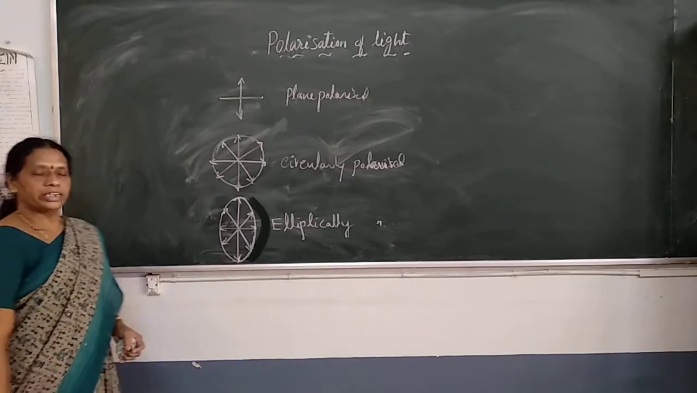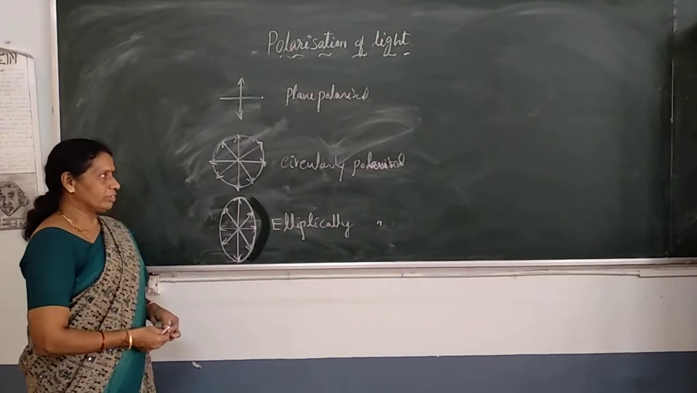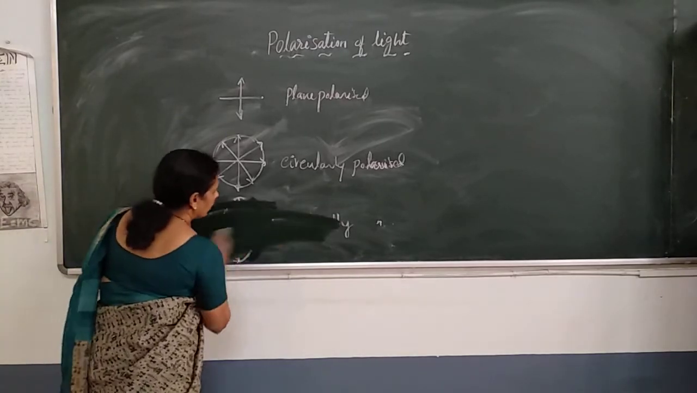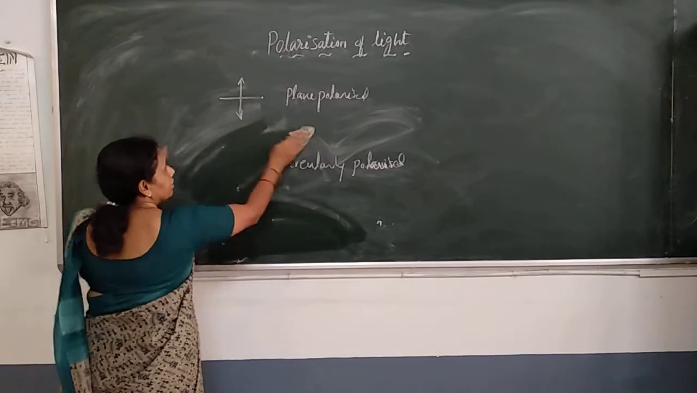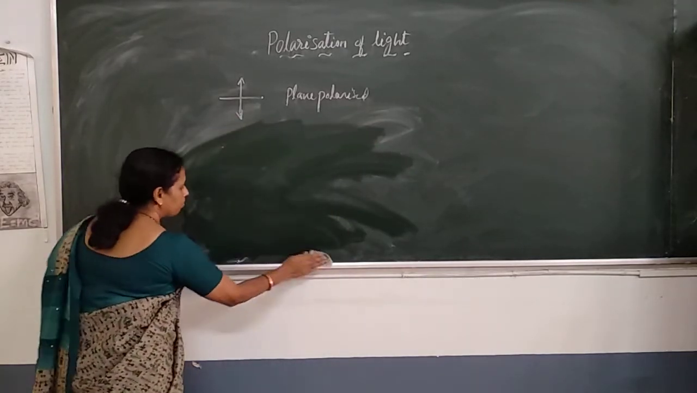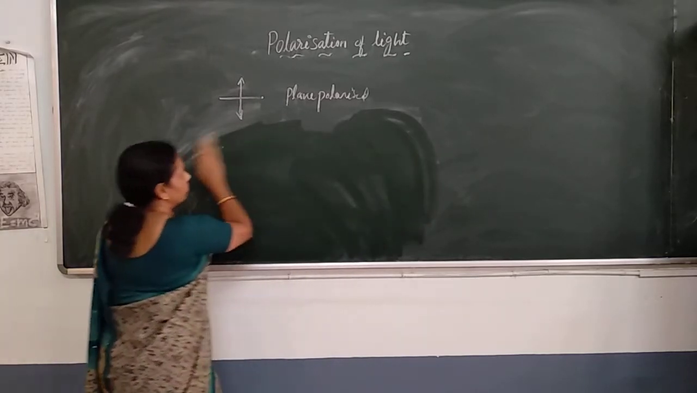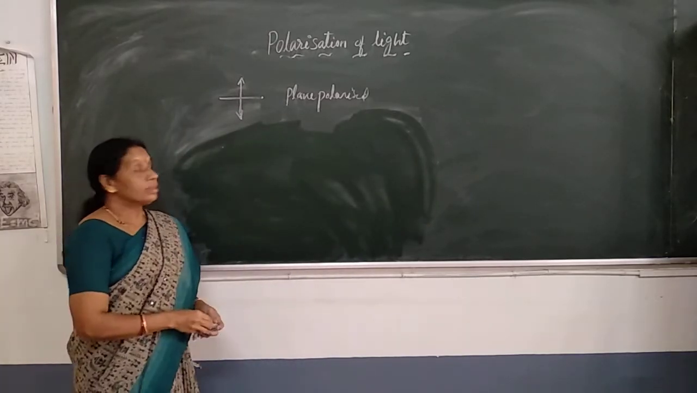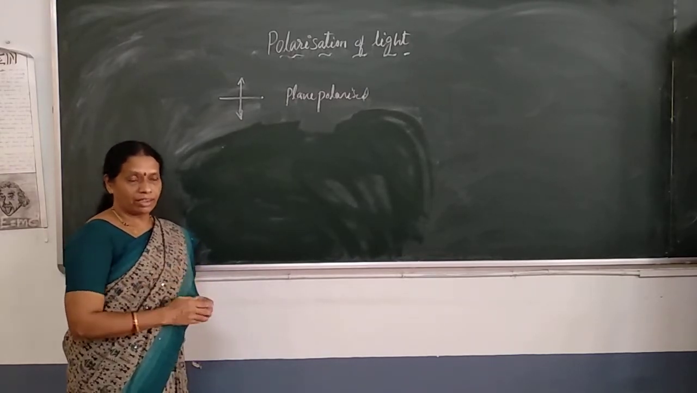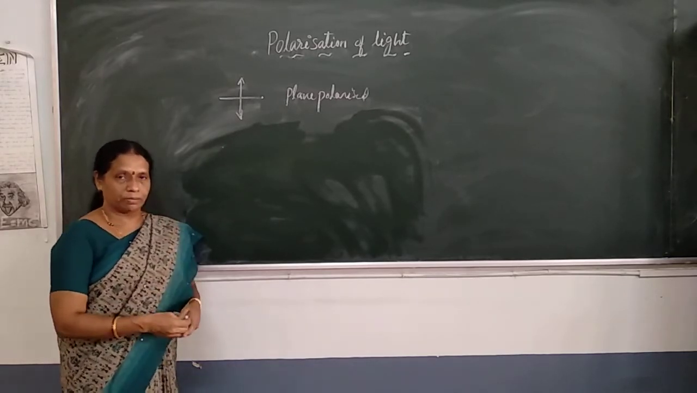These are the three types of polarized light: plane polarized, circularly polarized, and elliptically polarized. Now let us consider the plane polarized light. A plane polarized light is produced by different methods. The methods are by reflection, by refraction, by scattering, by double refraction, and by selective absorption.